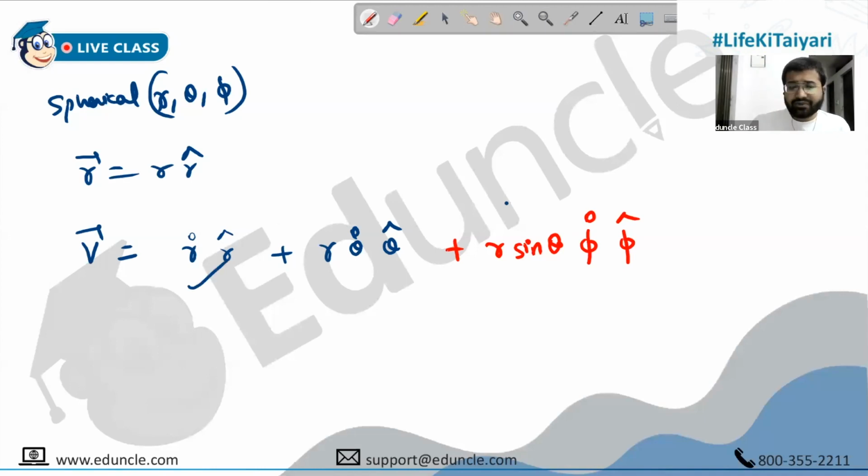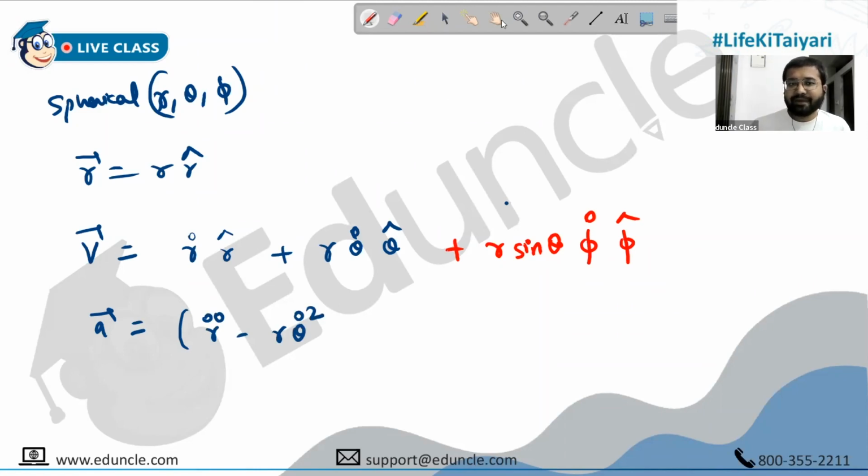Velocity is still fine. Velocity is still easy to remember now. R dot into r cap, that's 2D polar. R theta dot into theta cap, that's also 2D polar. Just that this is an additional term, r sine theta phi dot into phi cap. If they ask you acceleration, that will be too harsh. But okay, acceleration, the first few terms will be the same. What was the first term, people? R double dot minus r theta dot square. That has to be the same.